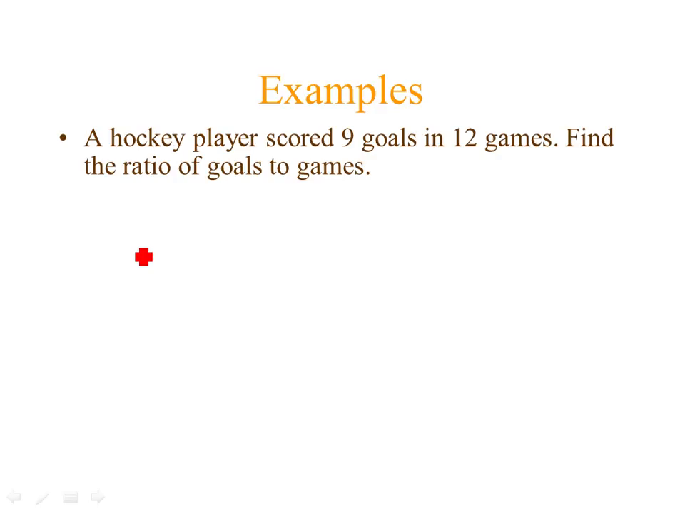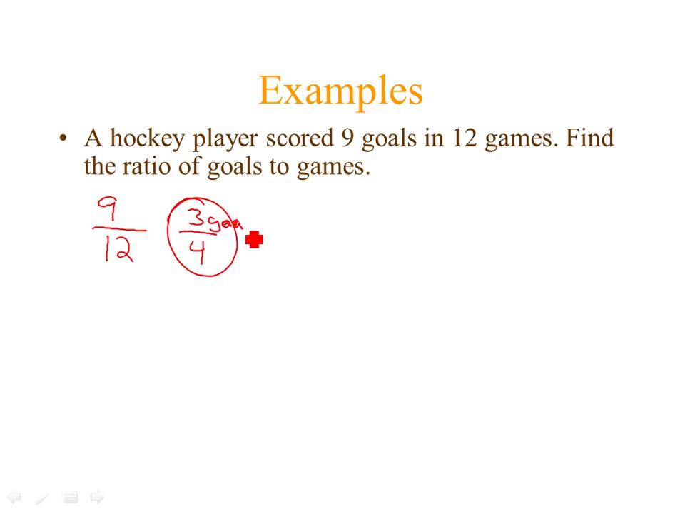Real quickly on this, a hockey player scored 9 goals in 12 games. How can we write a ratio for that? 9 over 12. And what are you going to do with that? Reduce it down. What will go into both 9 and 12? 3 over 4. So what are we saying?